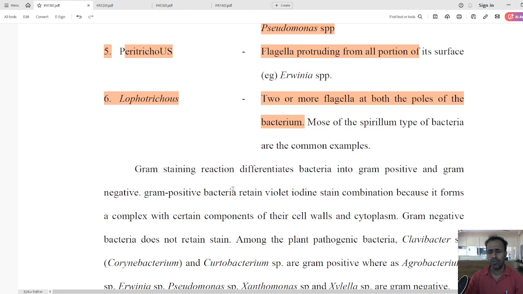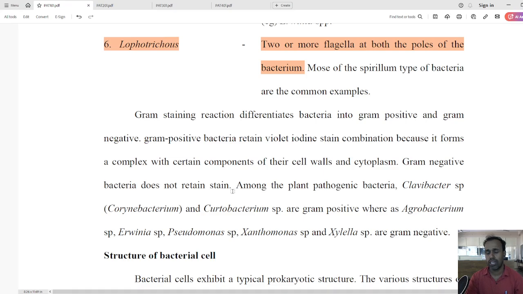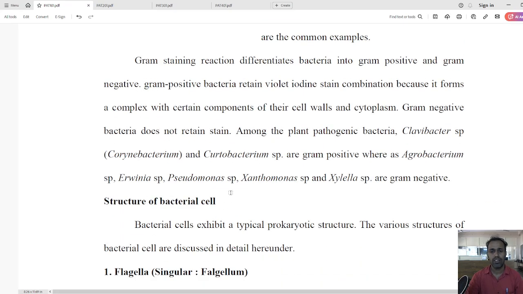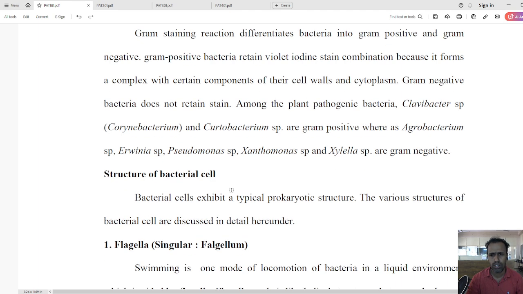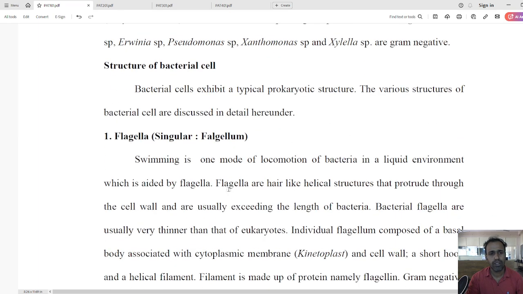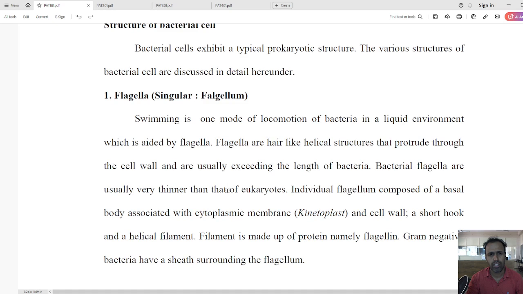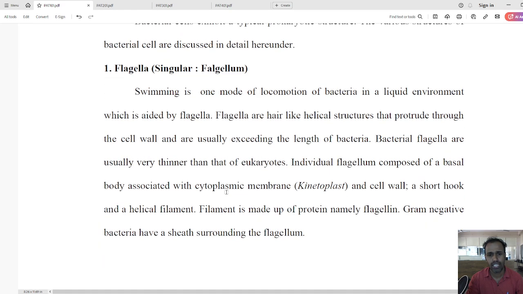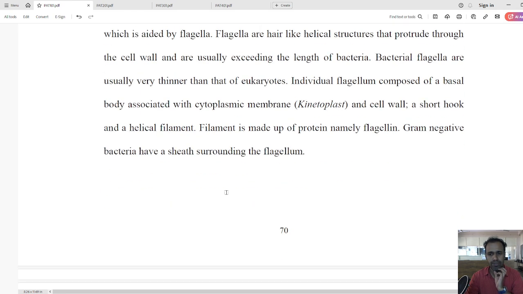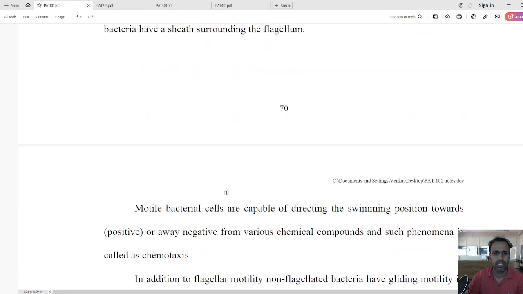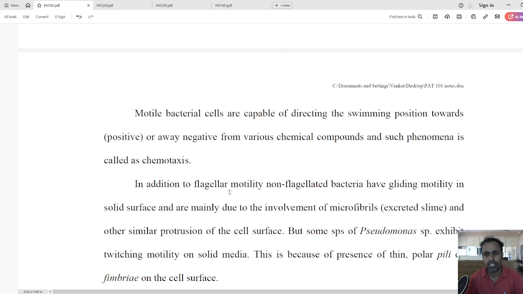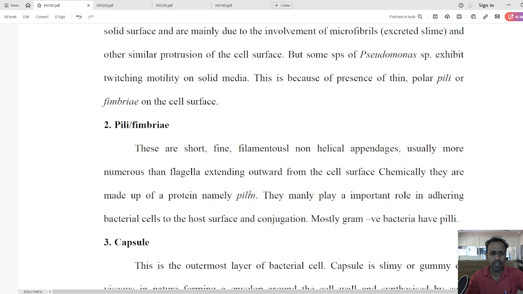So at least remember the gram staining, how gram positive and gram negative differ, and what all the chemicals in gram positive and gram negative are, just remember that. Then coming to the structural components, typical prokaryotic cells, flagellar type will be there, and flagellar movement. That is why they are moving. The flagellar types are different in gram positive and gram negative. In that much depth it will not be asked.